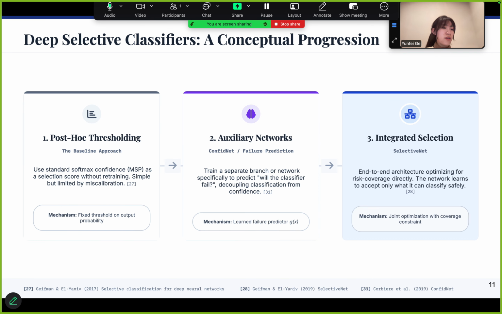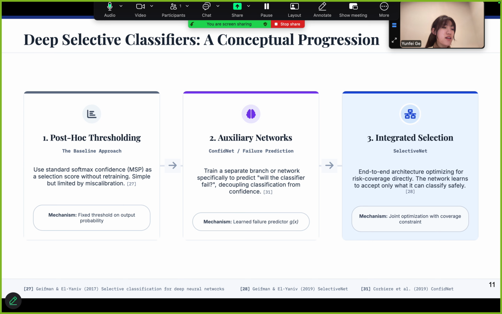In the deep learning era, selective classifiers have evolved through 3 conceptual stages. The baseline is post hoc softmax thresholding. You take a standard trained network, use the max softmax probability as the selection score, and set a threshold. Simple, no retraining needed, but limited by miscalibration.